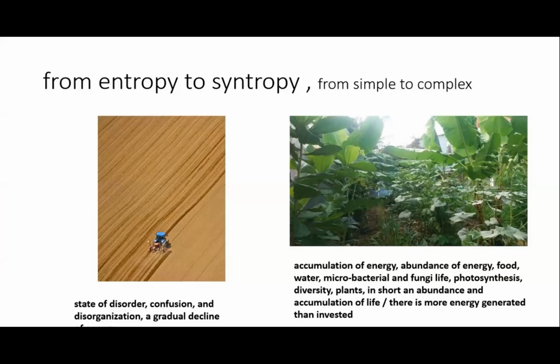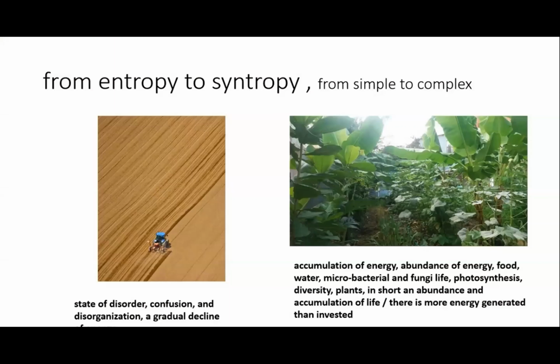To understand more about Syntropic agroforestry, we have to know more about the meaning of syntropy. Syntropy means an accumulation of energy from simple to complex, and it's the opposite of entropy. Entropy is a state of disorder, confusion, or disorganization, or a gradual decline of energy. As you see on this slide, modern agriculture is moving towards the state of entropy, and Syntropic agroforestry is moving to the complex situation.